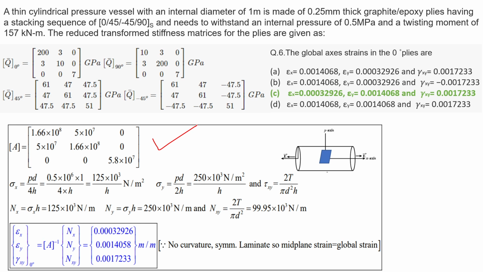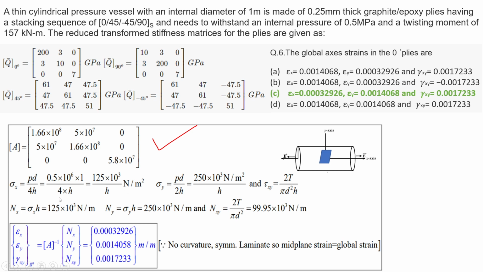Okay, so first you get the A matrix. Next is you need the values of the load. So load value Nx and Ny value you can find from the hoop and longitudinal stresses. So the equation for hoop stress and longitudinal stress is given. So for longitudinal stress is PD by 4H, where P is the pressure, D is diameter, H is the thickness. So from that you will get the sigma X. Sigma Y hoop stress you will get PD by 2H, and then here also given the twisting moment. So from twisting moment you will also be getting the shear stress. So shear stress is given as 2T by pi D square H, where T is the twisting moment.